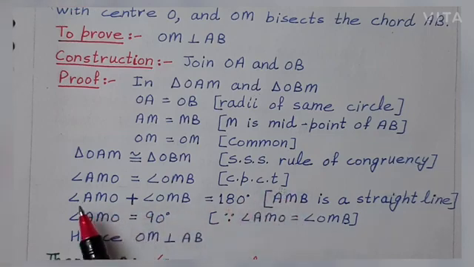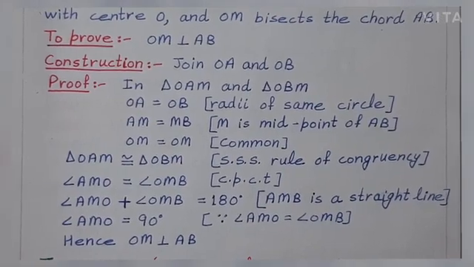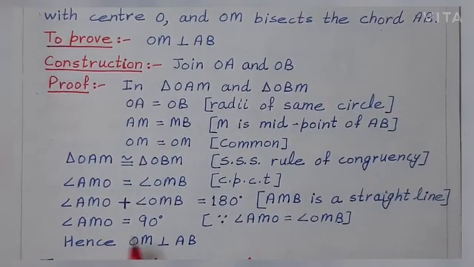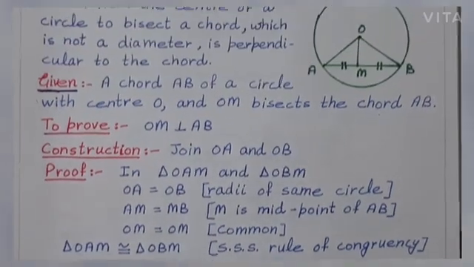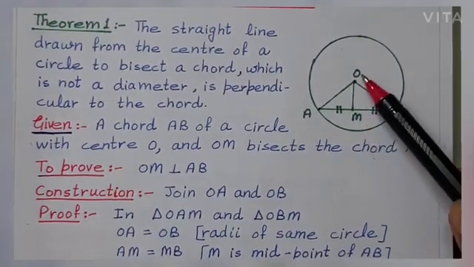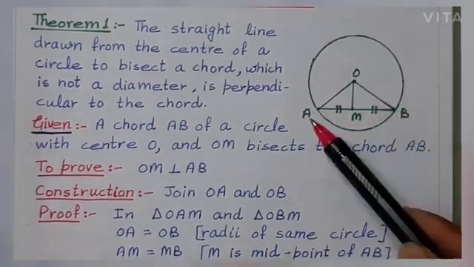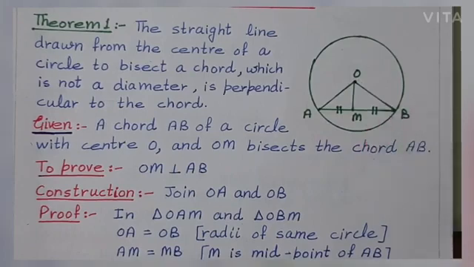But we know that the sum of these two angles is 180. Why 180? Because they are lying on a straight line. So this means both the angles are of 90 degrees each. So hence OM is perpendicular to AB. So this means the line from the center divides the chord into two equal parts, so it is perpendicular also. I hope it is clear to you.